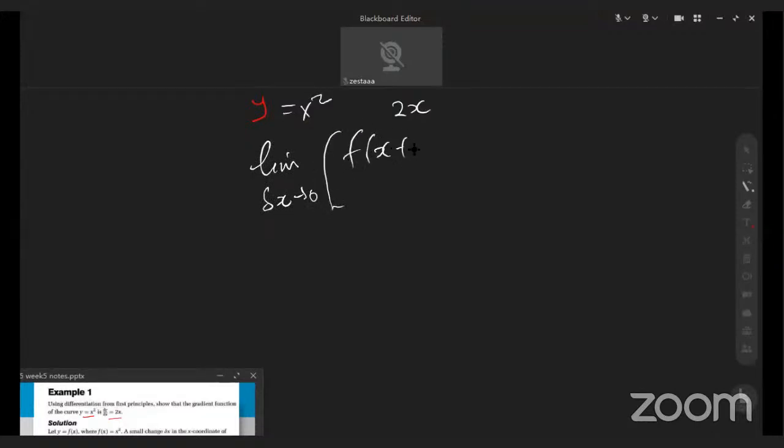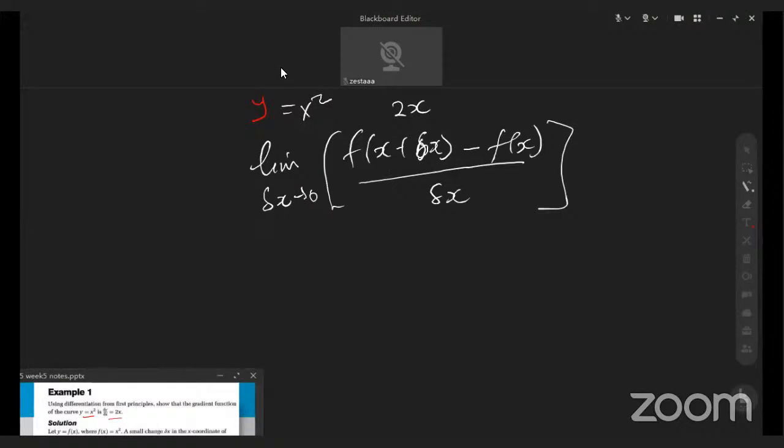But we know that the gradient is the limit as small change in x tends towards zero of f of x plus small change in x minus f of x, out of small change in what? Small change in x. This is the formula that we have. So what are we supposed to do? We need to first get this one here. This is where, members, the challenge comes in. Members have issues with the, yes, Emerald, your hand is up.